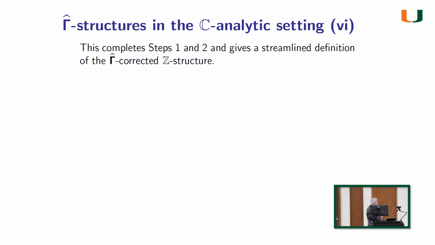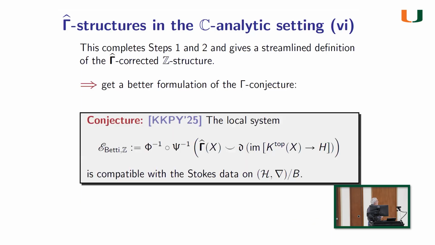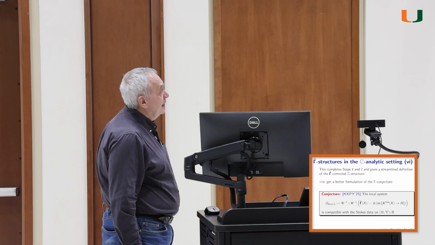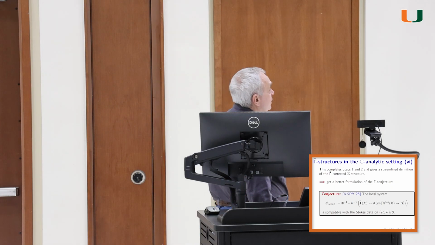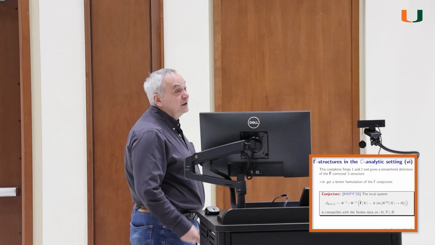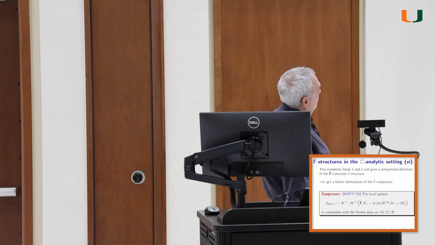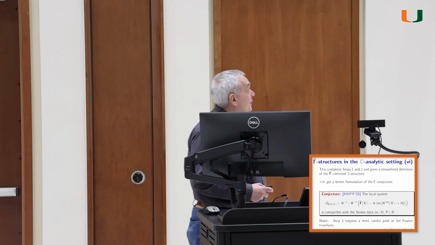And the gamma hat corrected integral structure is defined this way, and a better formulation of the conjecture from 15, 20 years ago is that if you move this lattice, the gamma hat corrected image of the topological K theory, by these two gauge transformations, this is compatible with the Stokes data.